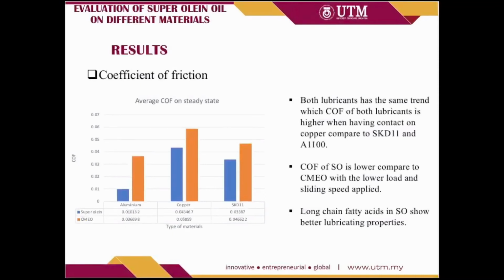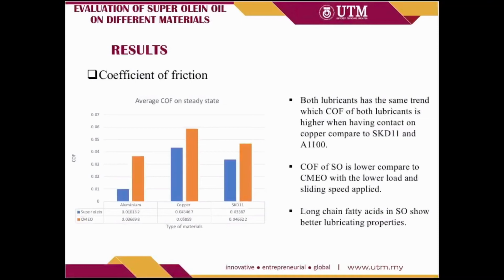Now we are explaining the result of coefficient of friction. Both lubricants have the same trend, where the coefficient of friction of both lubricants is higher when in contact with copper compared to SKD11 and aluminium. The coefficient of friction of superolin is lower compared to commercial mineral engine oil, even with the lower load and sliding speed applied.